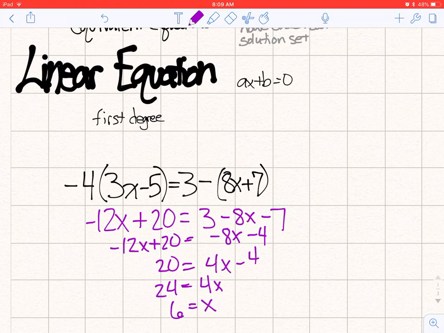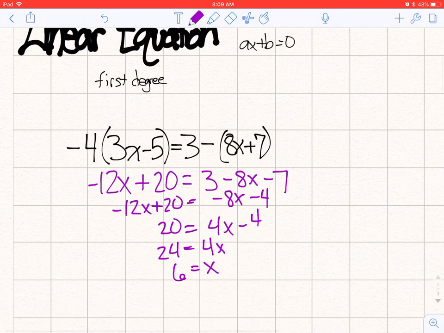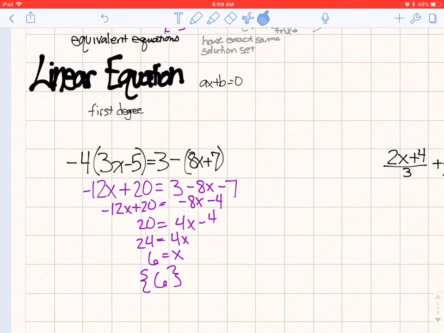And I should always check my answers. If I put a 6 in here, that's 18, 13. 13 times -4 is -52. Over here, 6 times 8 is 48 plus 7. So 55. And 3 minus 55 is, in fact, a -52. So we're good. All right. And I could write this in a solution set, such as this. Okay.